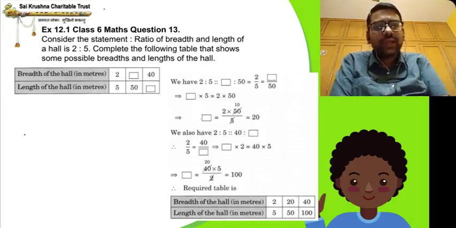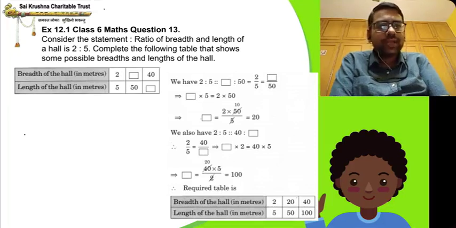Now we have 2 is to 5 is to empty box is to 50. So 2 is to 5 can be written as a fraction, 2 by 5. Then we'll do cross multiplication. What is this cross multiplication? Numerator 1 into denominator 2 equals denominator 1 into numerator 2. Therefore, we'll get empty box into 5 equals 2 into 50. Therefore, empty box equals 2 into 50 by 5. We'll bring 5 down. 5 ones are 5, 5 tens are 10, into 2 is 20. Now, instead of the empty box, we'll get 20.